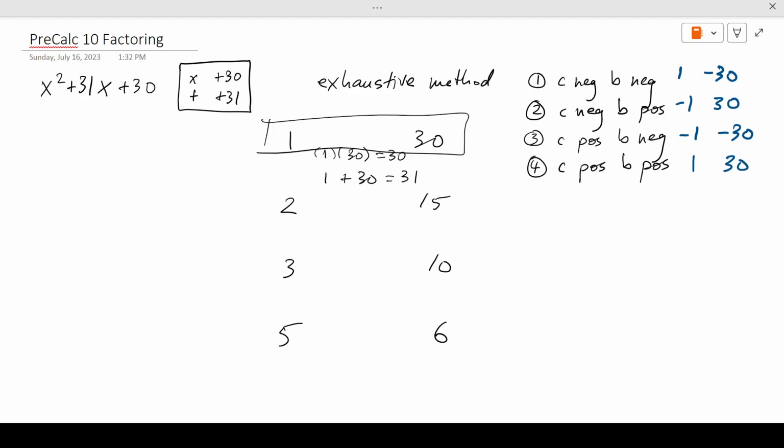Now maybe if it was a different question, it wouldn't have been 31 for b, and so the first one wouldn't have worked, and I would carry on down the list just like before. But in this particular case, I got it right off the bat. That's nice. I don't have to go any further. I take my positive 1 and my positive 30, and I get x plus 1, x plus 30. Okay, that's that one factored.